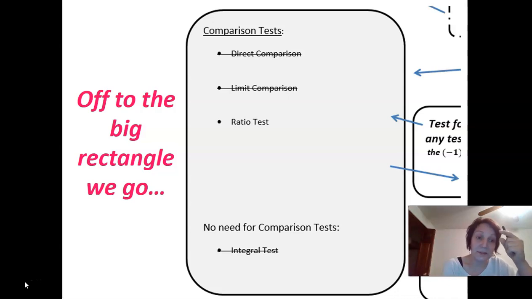Normally there are 4 tests in that big rectangle, and we would have to decide which one to use, or AP would tell us which one to use. This year, thanks to the virus, there's only 1 test in the big rectangle. Frankly, it's the test that we would have used 99% of the time anyway, which is probably why it's the one they left behind. It's my favorite. It's everyone's favorite. So let's talk about it. It's called the ratio test.